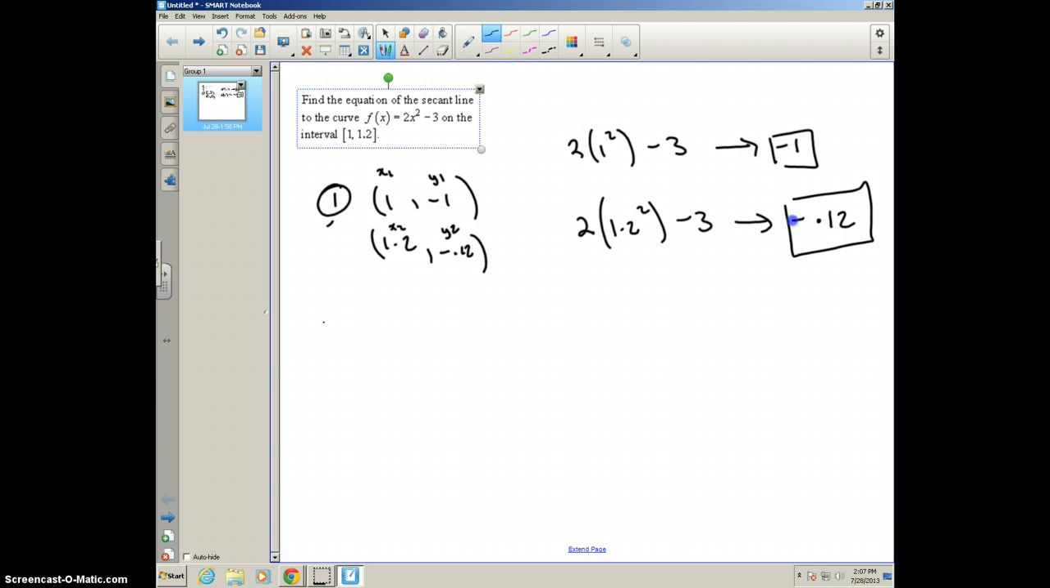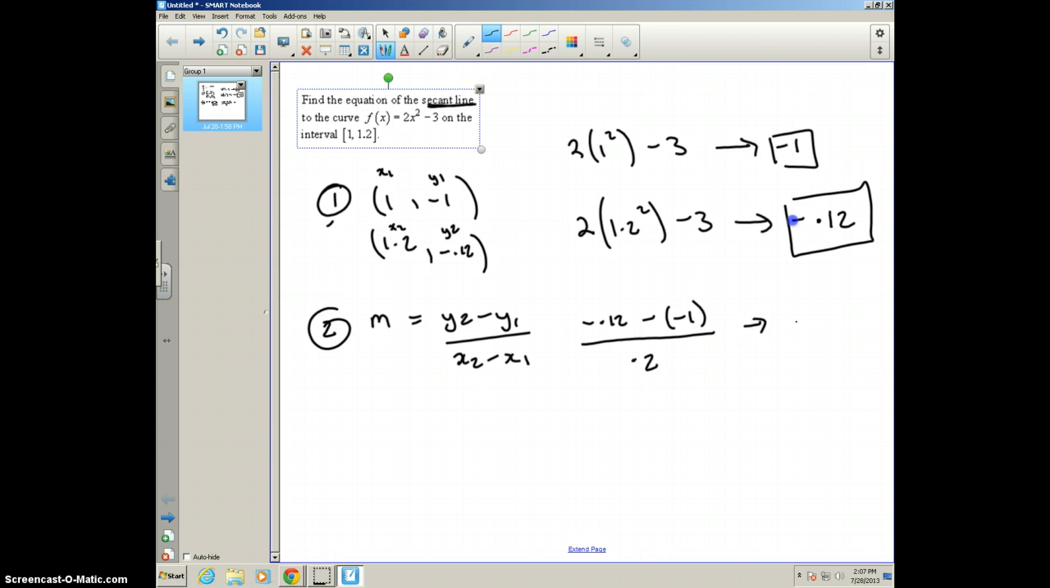Our next step, we're looking for the equation of the secant line, which is the slope. We need a slope, so we have m, which is a slope, and the equation for slope is y2 minus y1 over x2 minus x1. So if we solve this out, so we have -0.12 minus -1 over 0.2, we will get 4.4. So that is our slope, m.